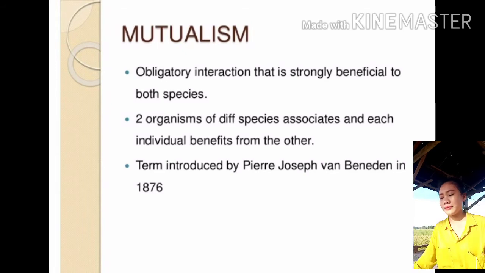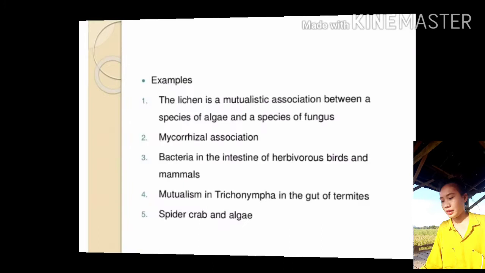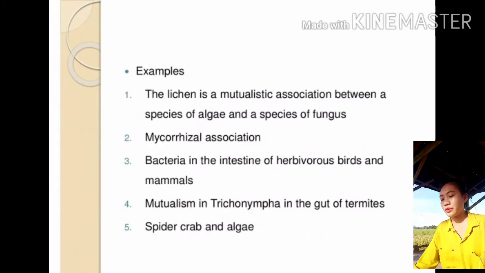Two organisms of different species associate and each individual benefits from the other. Remember that mutualism, both of you benefit. Okay. Have an example. The lichen is a mutualistic association between a species of algae and a species of fungus. Have you seen a lichen fungus? Okay.